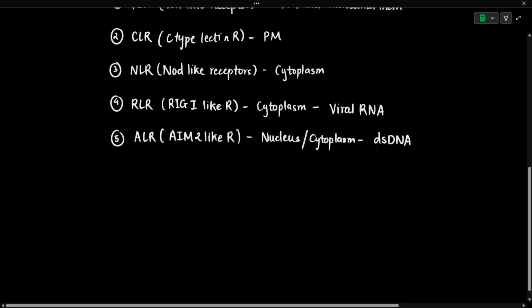So let's learn about the TLRs. What are they and what do they do? TLRs are toll-like receptors. These are the receptors which resemble the toll proteins found in Drosophila. Those toll-like receptors are of different types. Different types of TLRs are found in humans, like TLR1, 2, 3, up to 10. There are different types of TLRs in humans based on what type of ligand they are recognizing.